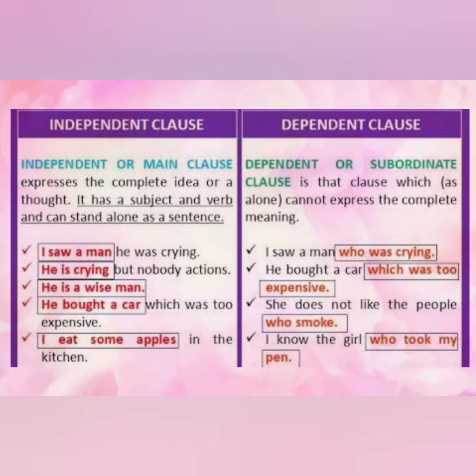Let's have some examples to understand the difference. For example, "I saw a man, he was crying." In this sentence, "I saw a man" carries a meaning in itself. I saw a man. मैंने एक आदमी को देखा. This is the independent clause. Next, "he is crying", but nobody actions.